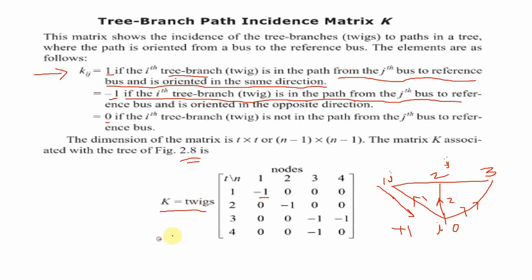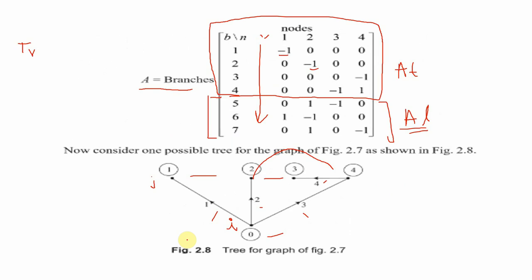And this tree branch path incidence matrix is designed from this diagram, right? From this diagram.